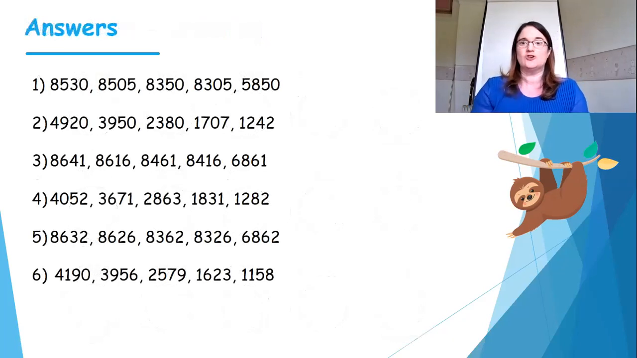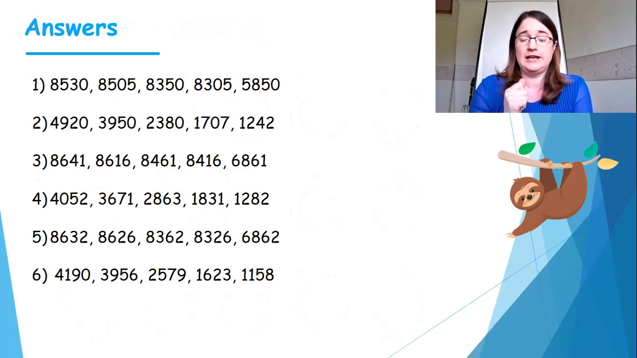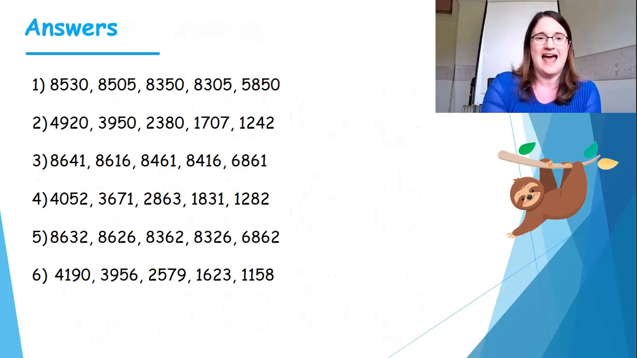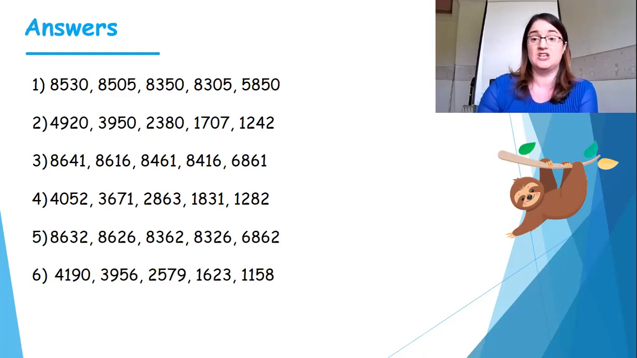Okay, how did you do? Right, you need your marking pen or pencil, and you need to look really, really carefully because there's lots of numbers to check off here. So check off one number at a time. So start from number 1. Is the first number you've got 8,530? Does it then go 8,505? Then 8,350, 8,305, 5,850. Check each one really carefully. So press pause now and check them really carefully.